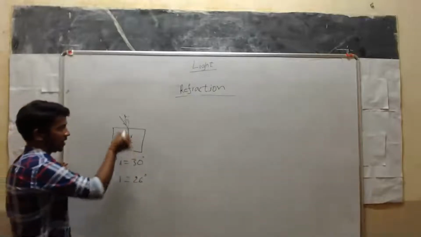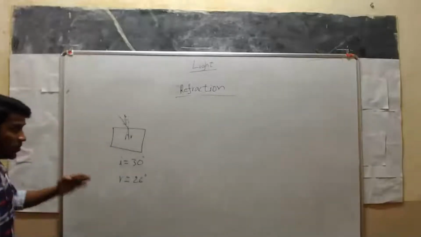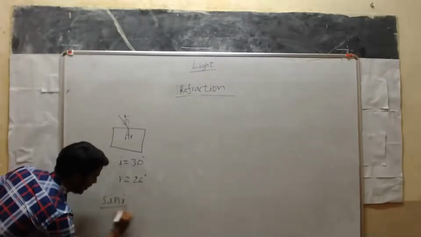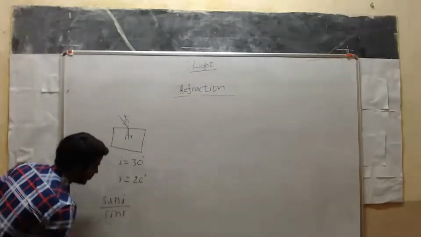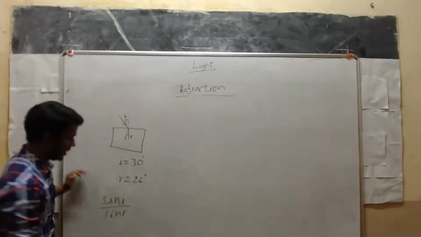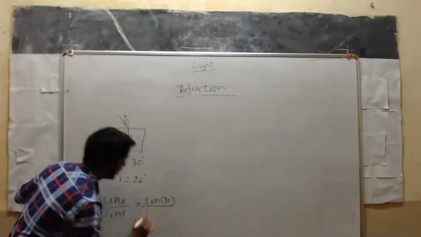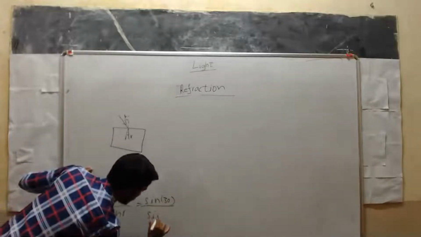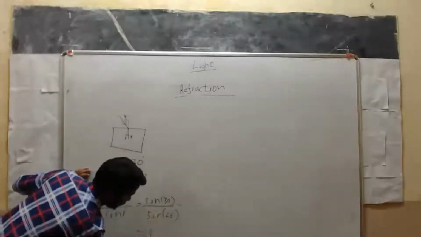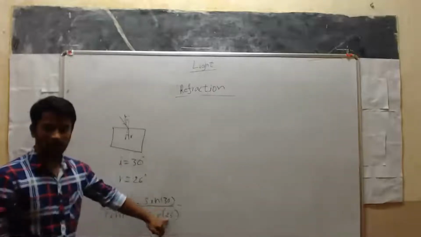So first I am passing a ray of light at 30 degrees. Then the angle of refraction is 26 degrees. Then you have to take the ratio of these two, that is sin I divided by sin R. Here you have to find sin I, which means sin 30, and here sin 26. Okay, so here you will get one value.